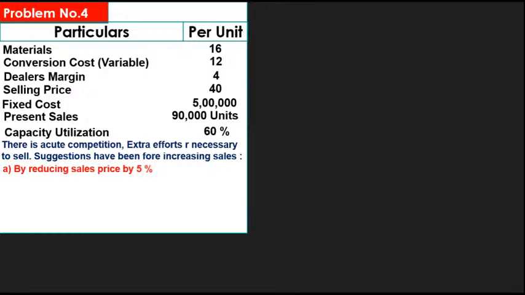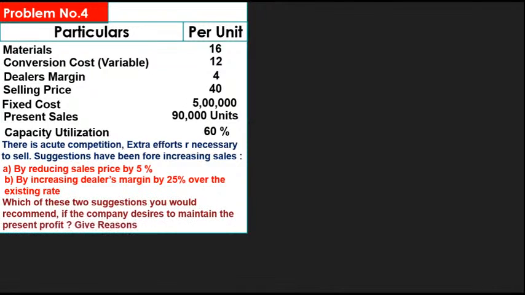First one, by reducing the sales price by 5%. When you reduce the sales price, automatically the sales can be increased. This is one option. Second option, by increasing the dealer's margin, the dealer's commission, by 25% over the existing rate. When you give more commission to the dealer, automatically the dealer is motivated to sell your products more than actual.